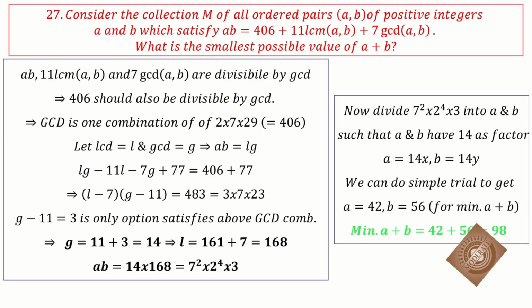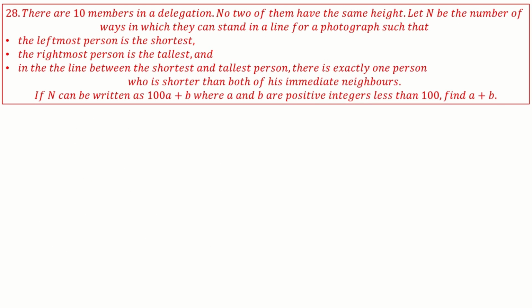Next. There are 10 members in a delegation. No two of them have the same height. If n is the number of ways in which they can stand in a line for a photograph such that three conditions are given.